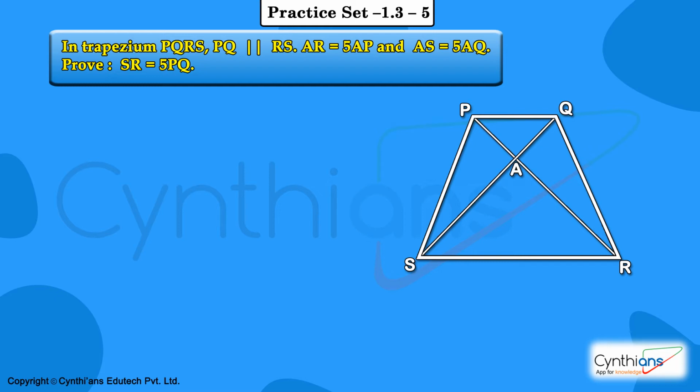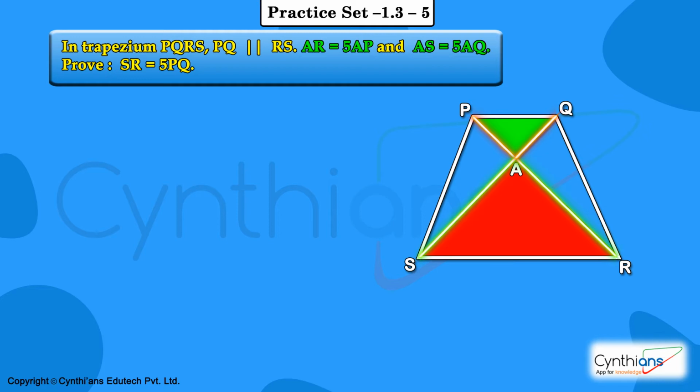Now when you look at the question, AR is equal to 5AP. This is given to us. AS is equal to 5AQ. This is also given to us. When you look at the segments AR and AP, AS and AQ, they belong to two diagonals. And yes, we see two triangles between these two diagonals. And we need to prove that SR should be equal to 5PQ. That's it. This completes our triangle. So this is how we get two triangles.